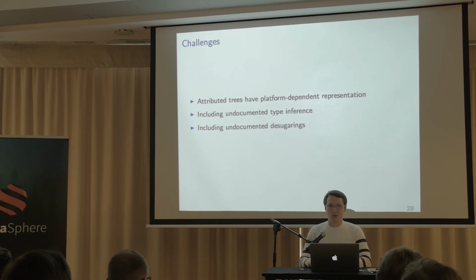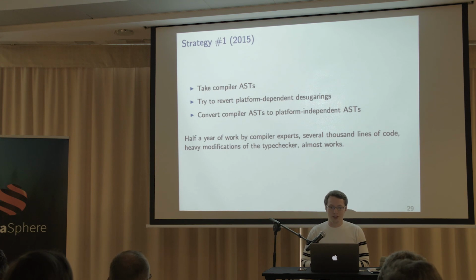Well, our first attempt to somehow unify this and make this a bit robust started in 2015. So we had the delusion that we can take compiler ASTs from the Scala compiler, then somehow revert the undocumented desugarings that were done by scalac, and then convert the ASTs, plus these reversions, into Scala.meta ASTs. It took me half a year to pull this off, and that was several thousand lines of code. A lot of work, really. I had to hack the type checker, so there's a technique to replace a running type checker from within the compiler plugin. Fun stuff. And using all this heavy artillery, we almost got this working.